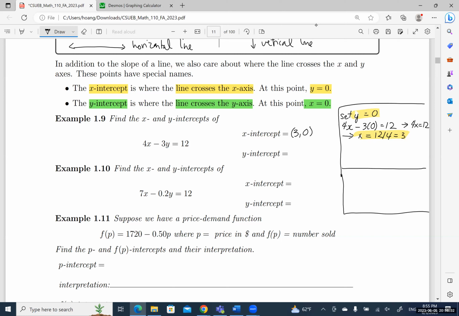And for the next one, to find the y-intercept, I need x equals 0. So set x equals 0. Because x equals 0, you can right away know that you have negative 3y equals 0, because 4 times 0 is 0 already. And then you can say y must also equal 0, since you divide by negative 3 on both sides.